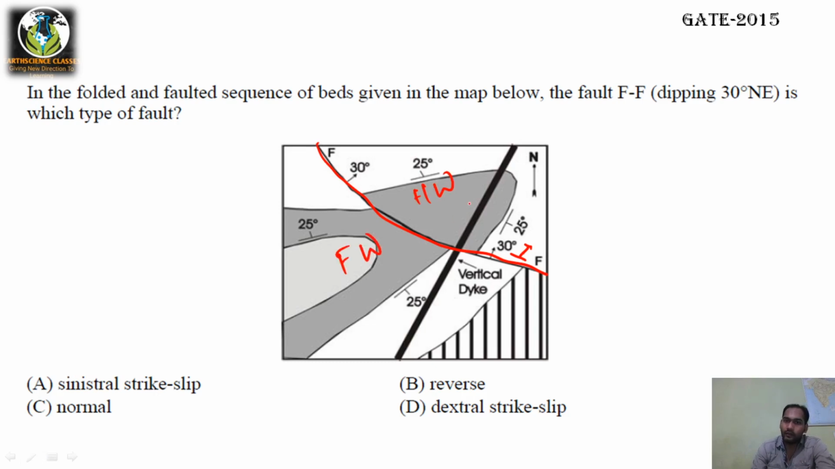Why? The block which rests over the fault plane. The fault plane is dipping northeastward, right? If this is north, this side is northeast. So the fault plane is dipping northeast. So this block is your hanging wall, which rests over the fault plane. Now this is the foot wall, which is below the fault plane. It is a question of GATE 2015, right?